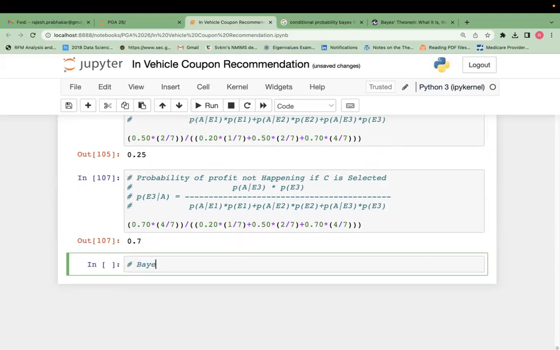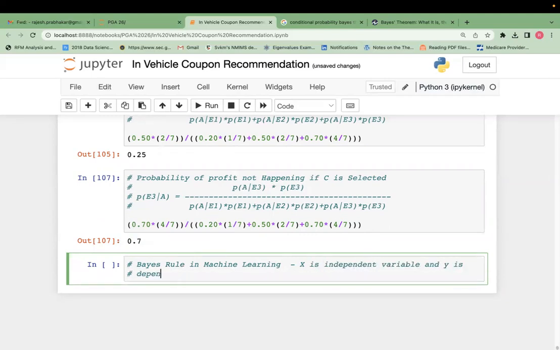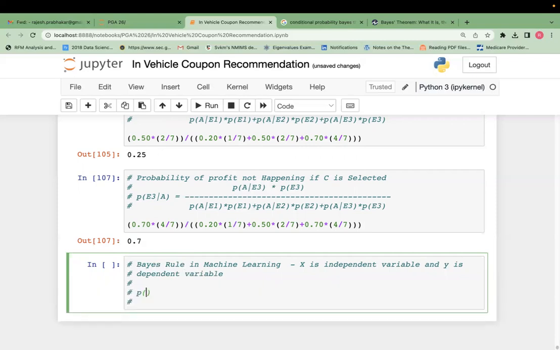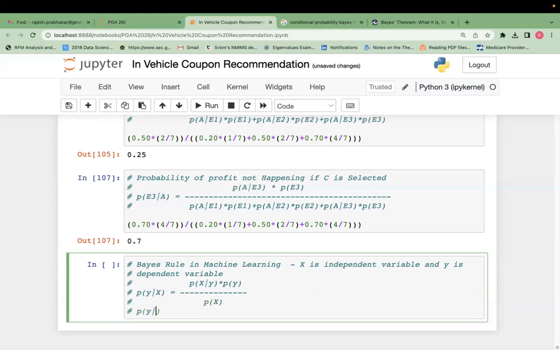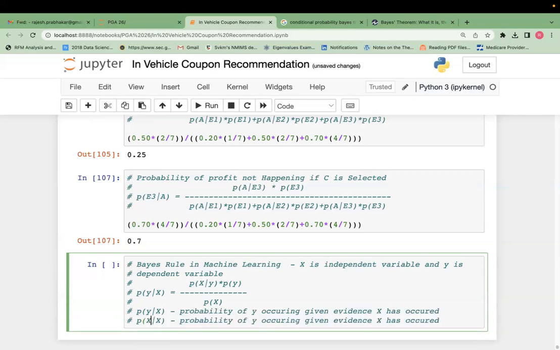Okay, can we proceed? So Bayes rule in machine learning, where X is the independent variable and Y is the dependent variable: probability of Y given X has already occurred equals probability of X given Y has already occurred multiplied by probability of Y, divided by probability of X. Probability of X given Y is the probability of X occurring given evidence Y has occurred, and then there is the probability of Y and the probability of X.